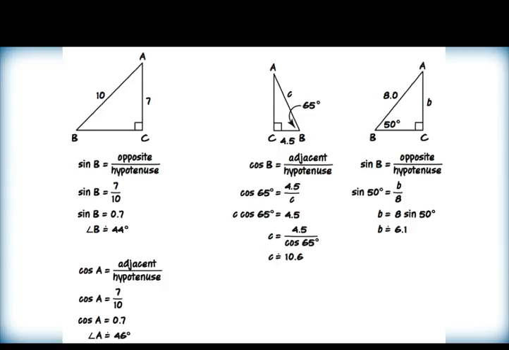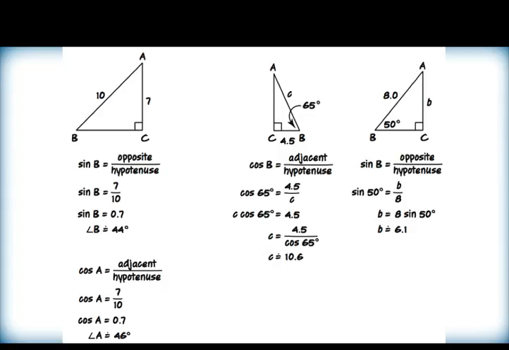In the second triangle, we can see that angle B is given, the adjacent side is given, but we need to find the hypotenuse, and we'll use the cosine ratio there. And in the last triangle, we are given angle B, we are given the hypotenuse, but we will have to find the opposite side. We will use the sine ratio there and find that it will be 6.1. So sine and cosine can be applied in different ways to find the angle measure or a side length.